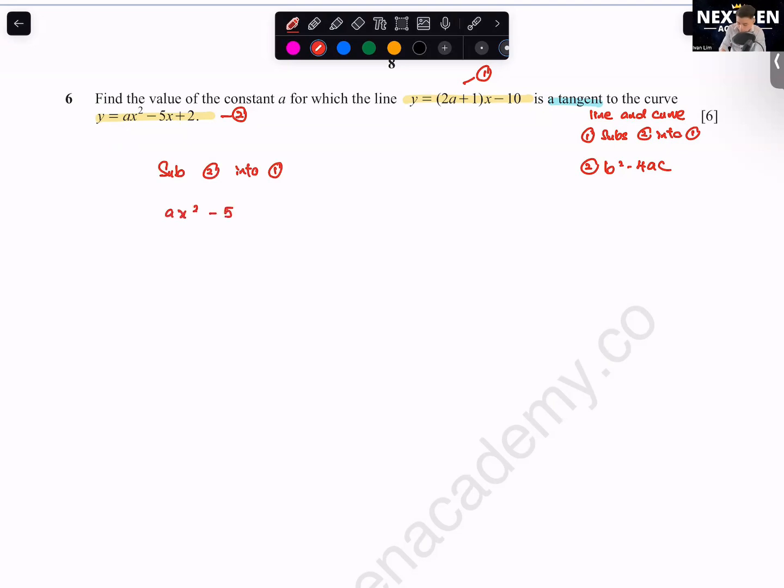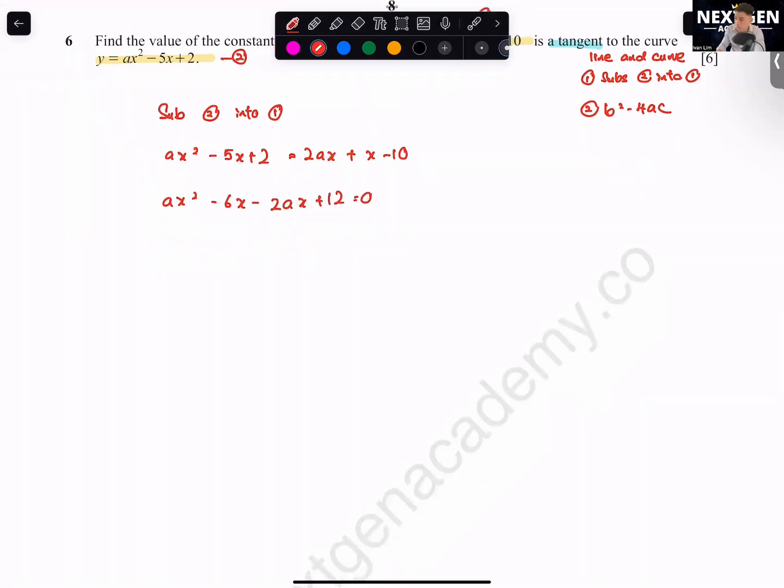ax squared minus 5x plus 2 equals to 2ax plus x minus 10. Rearrange it. ax squared minus 6x minus 2ax plus 12 equals to 0. And you need to make it a quadratic. So here you get ax squared, I factorize it, minus (2a plus 6)x. You can leave it as negative 2a, negative 6, that is okay. Plus 12 equals to 0.